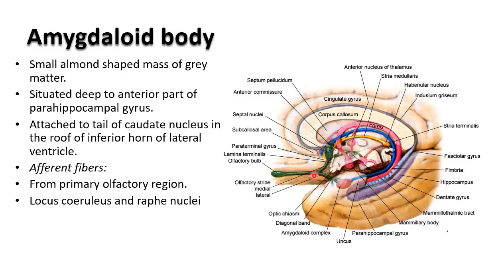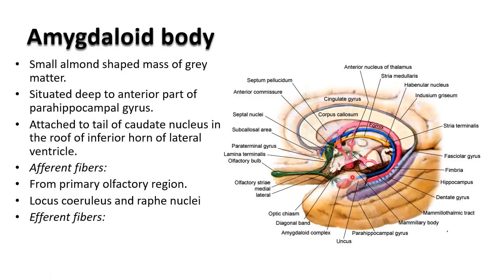Then it will also receive mainly dopaminergic fibers from the midbrain. So from the midbrain, the ventral tegmental area, it will receive dopaminergic fibers. So serotonergic fibers, noradrenergic fibers, and then what else? As I told you, the dopaminergic fibers it receives. Okay, then what else does it receive?